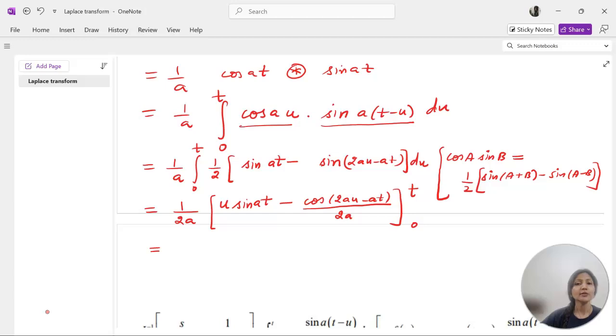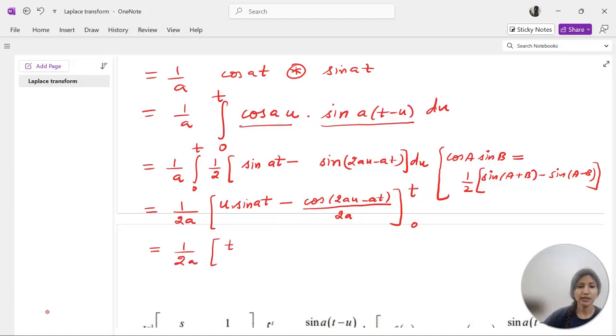Integration of sin at with respect to u is going to be sin at into u, and integration of sin(2au minus at) with respect to u is going to be minus cos(2au minus at) upon 2a, right? Its derivative with respect to u is 2a, which comes here, and we apply the limit now. So this is 1 by 2a.